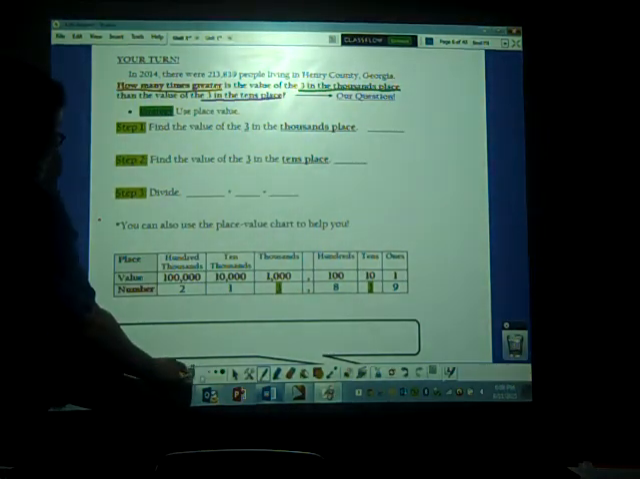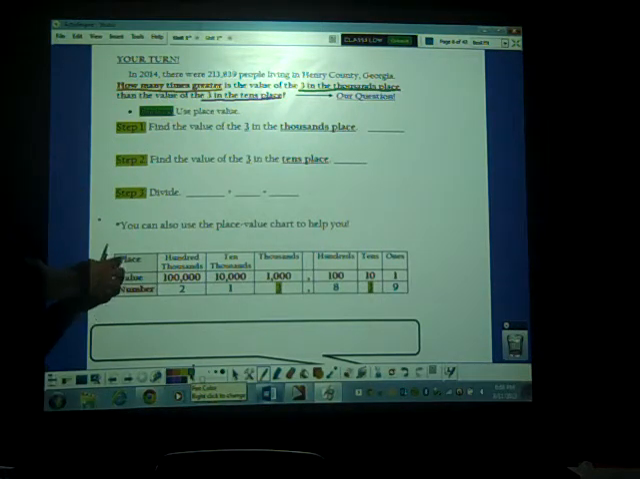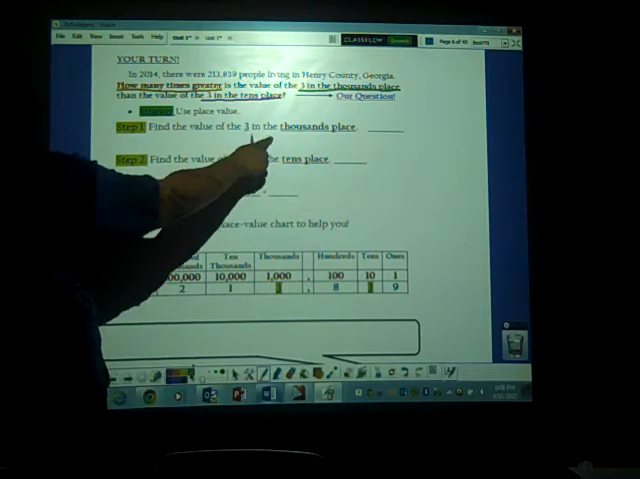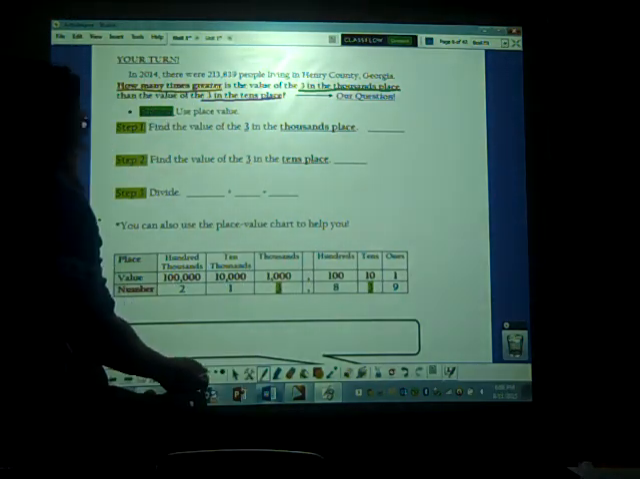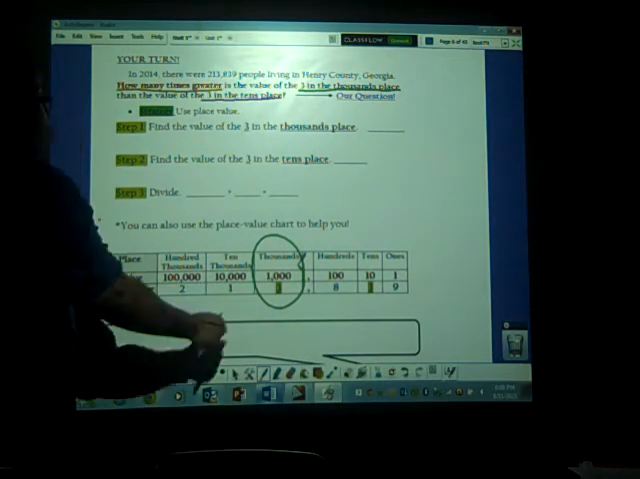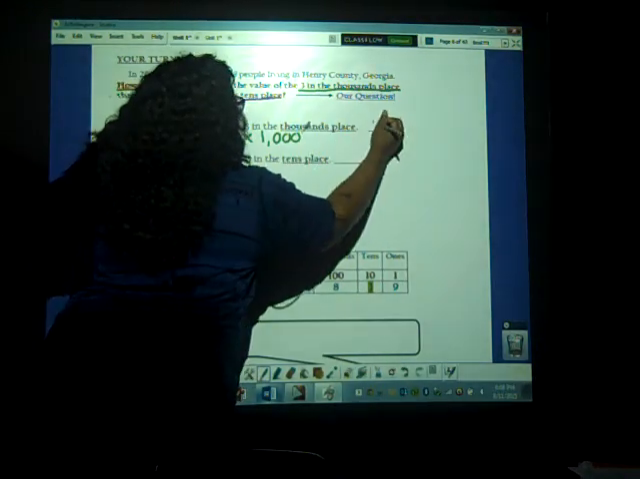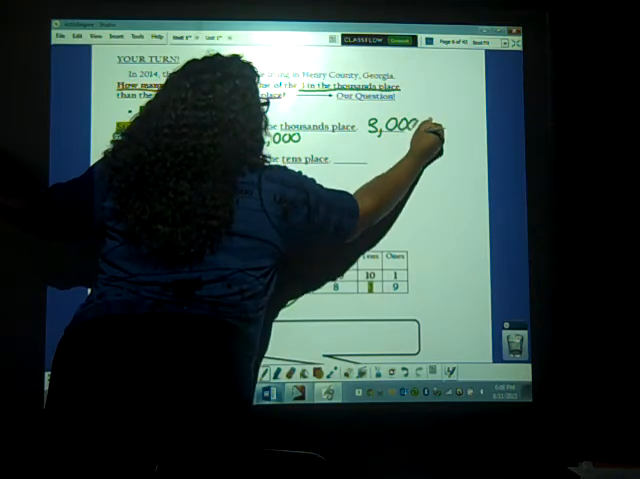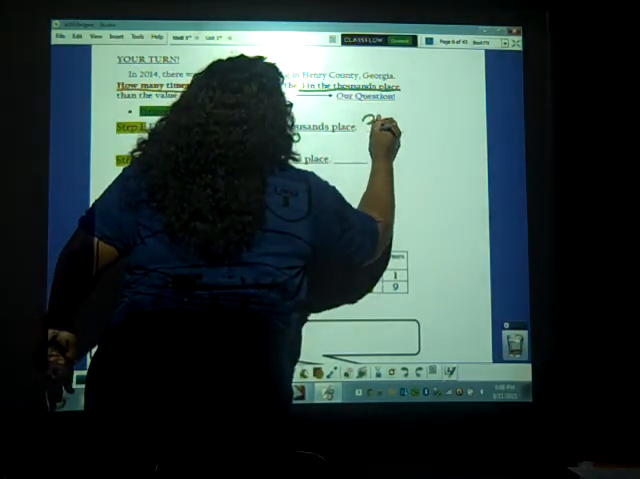Let's get started. So we already have right here 213,839 written in what is this? Our place value chart. Okay. So what is the value of the 3 in the thousands place? Ones, tens, hundreds, thousands. What's the value of that? 3 thousands, because 3 times 1,000 is 3,000. I didn't write that pretty. I don't like that. Let me make it pretty.